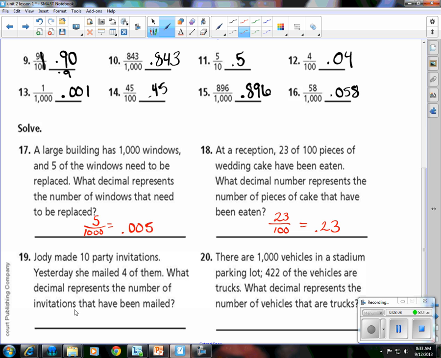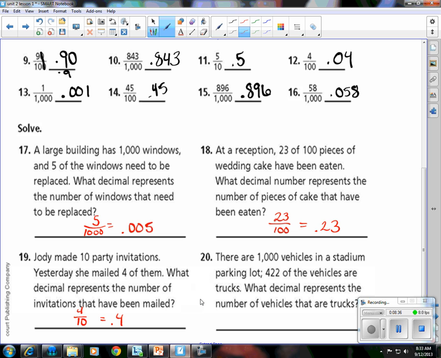Okay, Jody made 10 party invitations. She mailed 4 of them yesterday. What decimal representation is that? Well, 4 out of 10. 4 out of 10 can be written like this, 4 over 10, 4 tenths, decimal format. Okay, so there's lots of ways to say fractions and decimals. With a fraction, you can say 4 out of 10, 4 of the whole, right? 10 is the whole, 4 was there. 4 tenths would be another way. 4 tenths is also the decimal version of it.